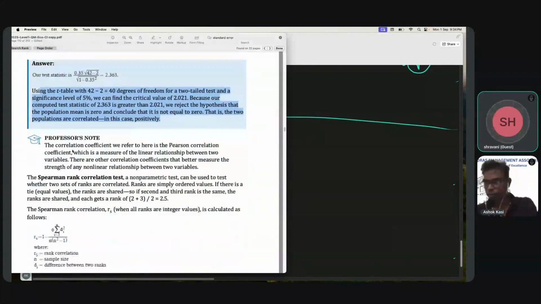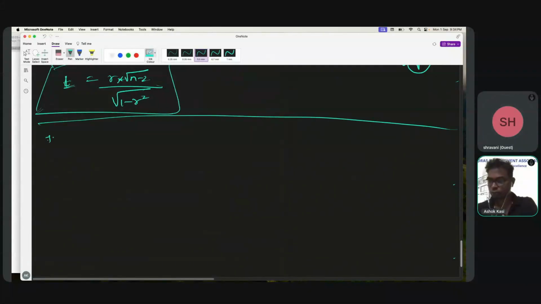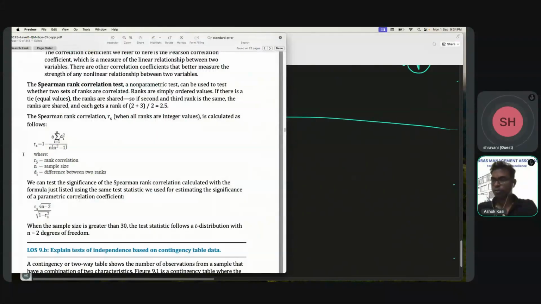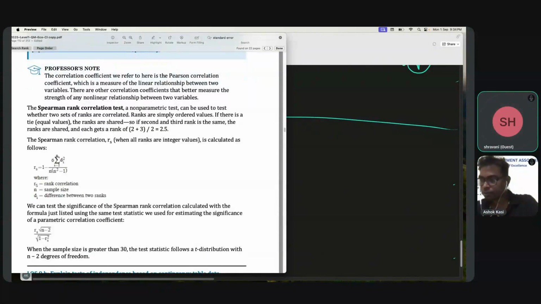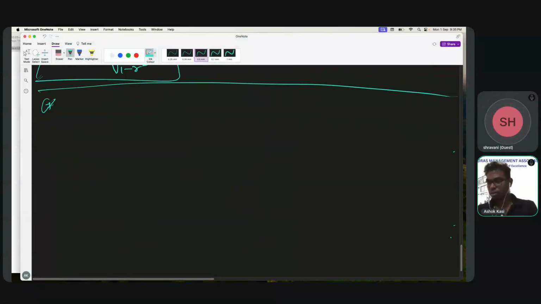Then the next one, seventh one, is Spearman's rank correlation test. So this is another correlation, Spearman's rank correlation. Have you ever heard about this one? Basically, here we are checking if the ranking of two variables is the same or not. Say, for example, let's say this is fund X and this is fund Y. Two mutual funds are there, mutual fund X and mutual fund Y.